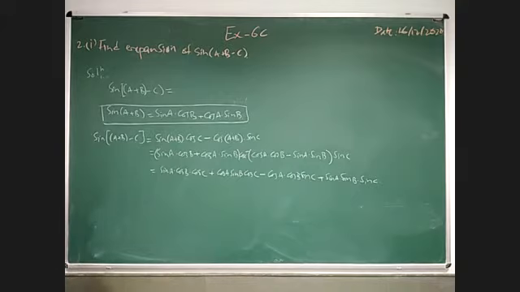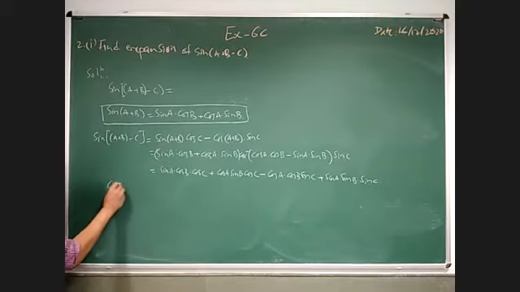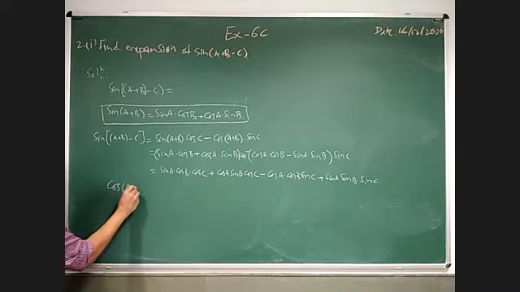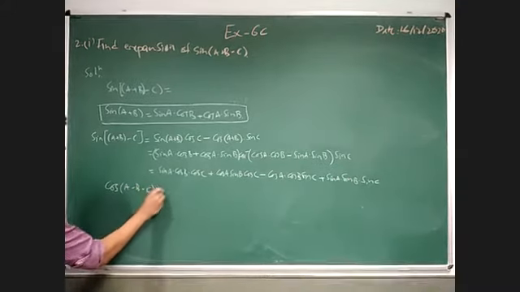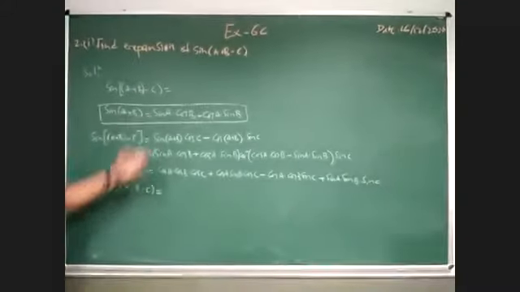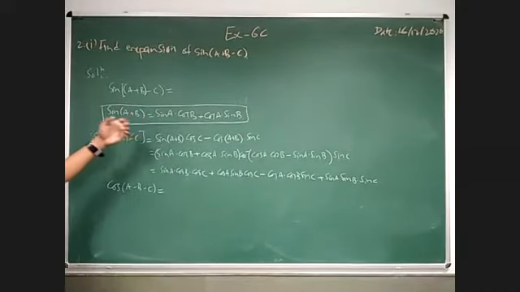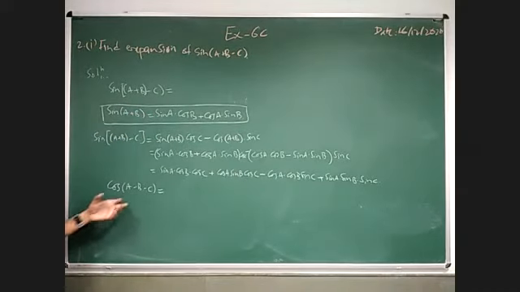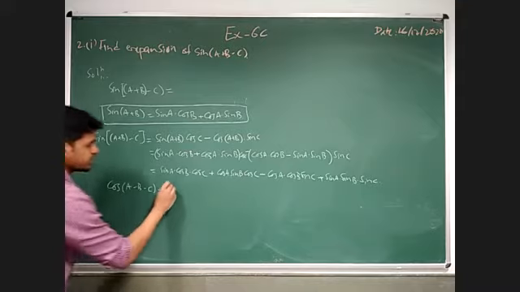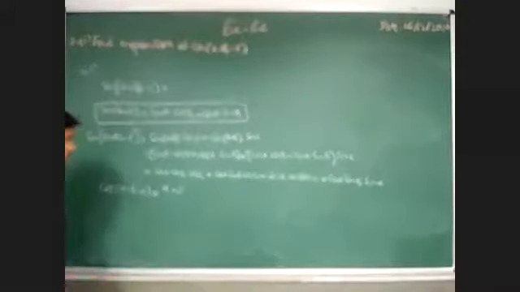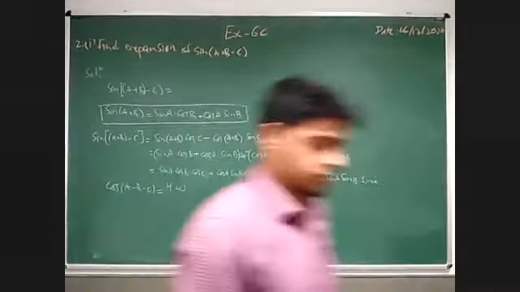And the next question is you have to expand cos(a-b-c). So you have to use this formula, compound angle formula of sin(a+b) and cos(a+b). So this is going to be a homework. Okay, you have to do it at your home.